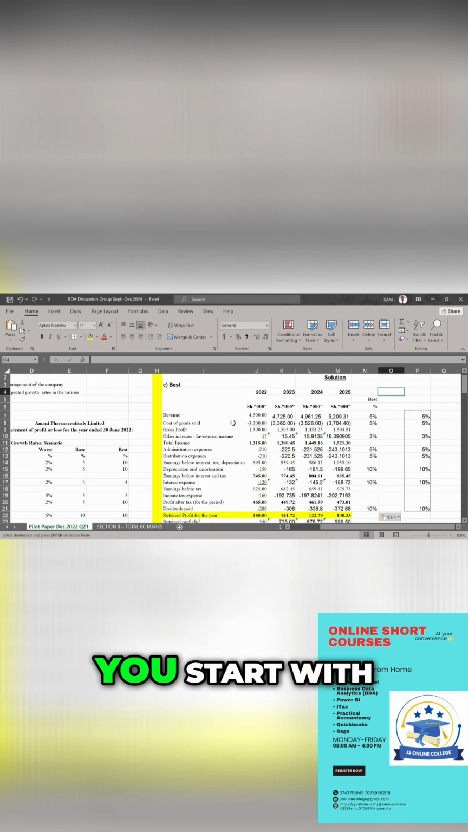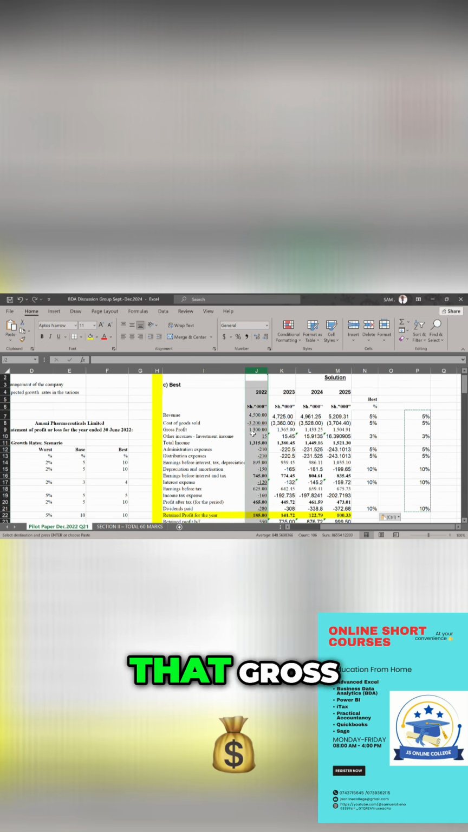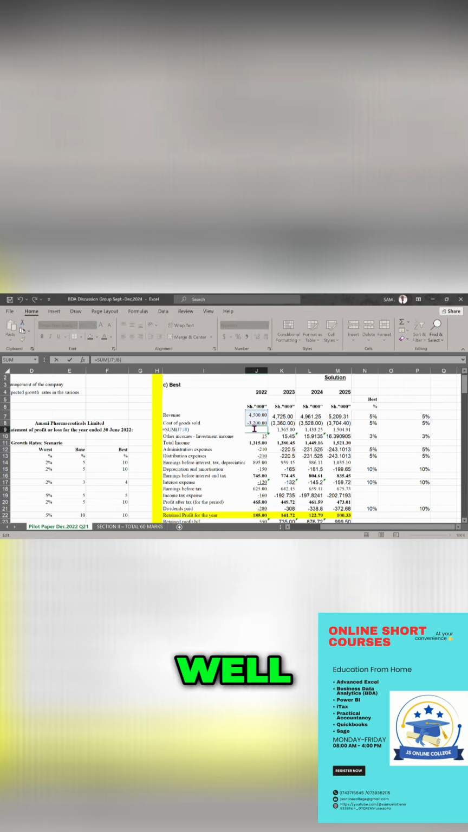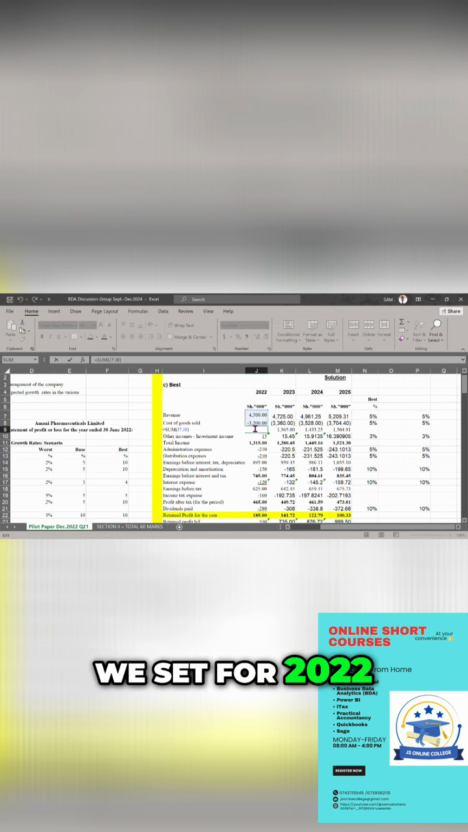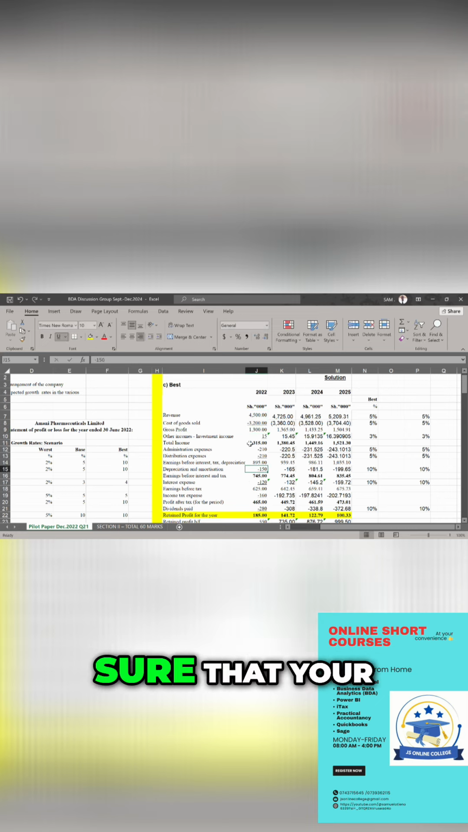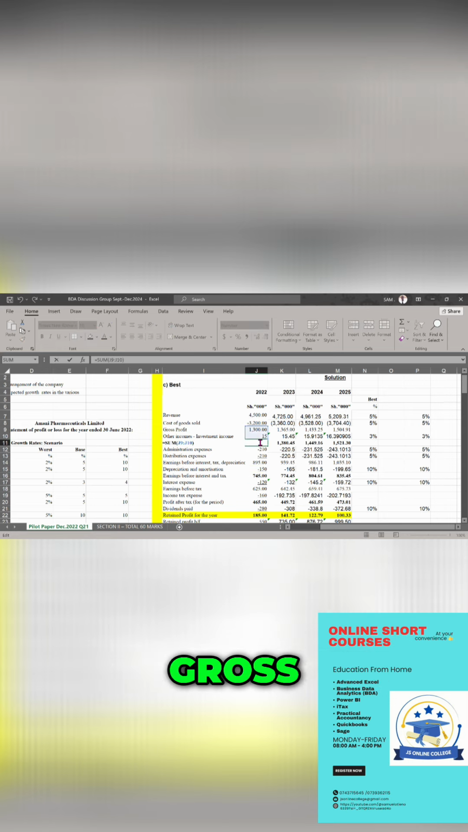And the formulas, you start with the data that you were given in 2022. Make sure that gross profit is showing very well. It is revenue, you deduct cost of sales. That one is the formula we set for 2022 before we even started forecasting. Then make sure that your total income is gross profit plus other incomes. That's where to start from.